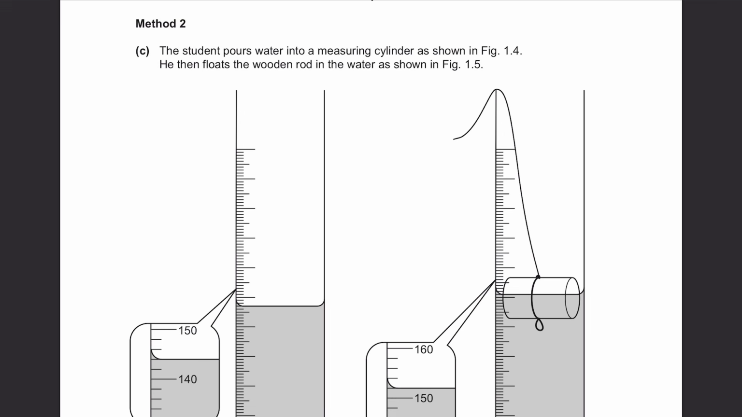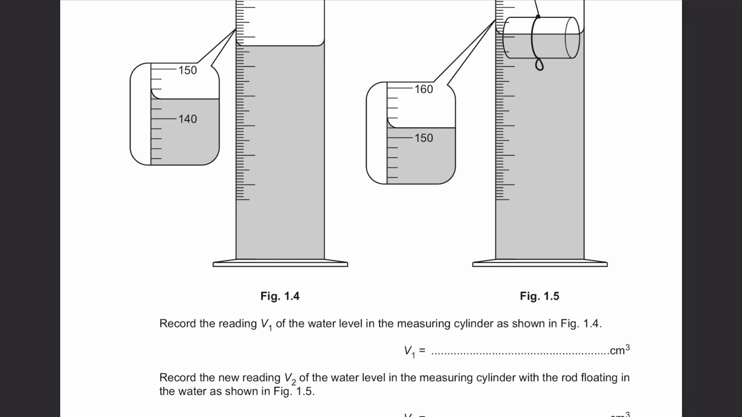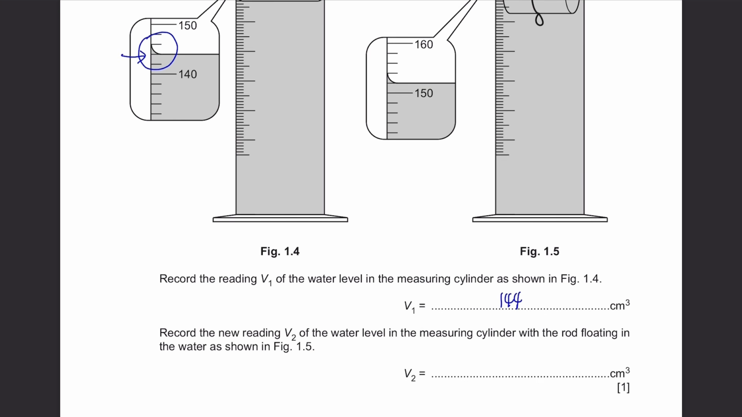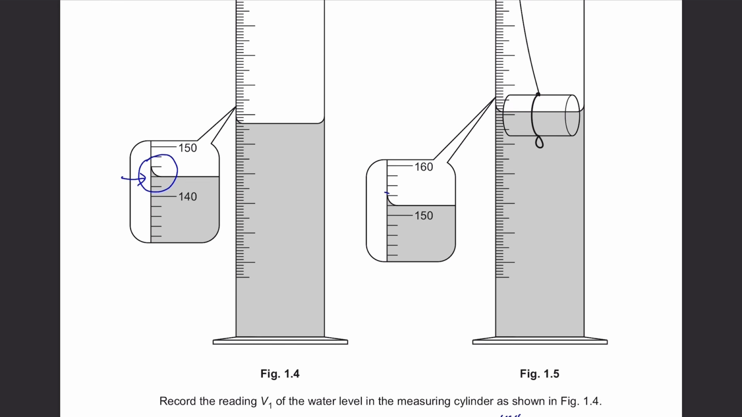Method 2, Part C. The student pours water into a measuring cylinder as shown in figure 1.4. He then floats the wooden rod in the water as shown in figure 1.5. Record the reading V1 of the water level in the measuring cylinder as shown in figure 1.4. V1, it's over here. Make sure you read the bottom of the meniscus right over here. It's 144. Record the new reading V2 of the water level in the measuring cylinder with the rod floating in the water as shown in figure 1.5. Again, the bottom of the meniscus, it's 152.